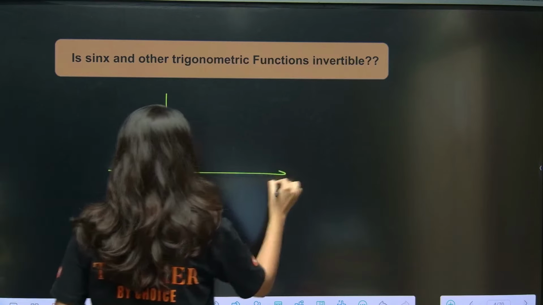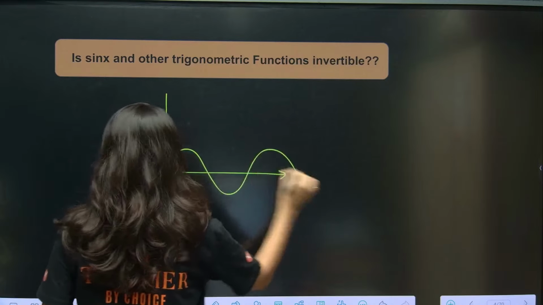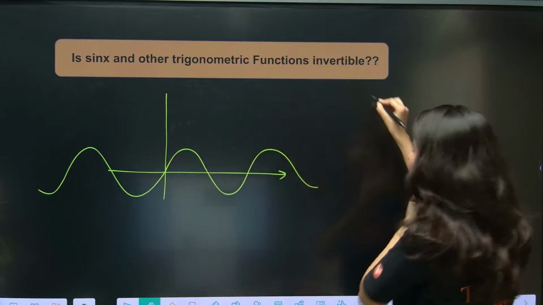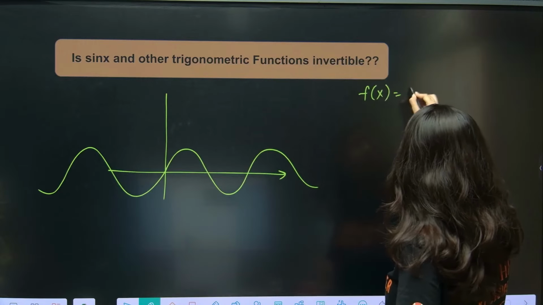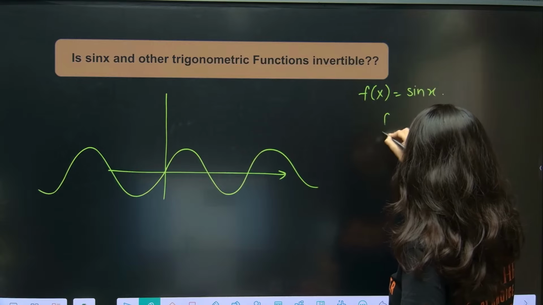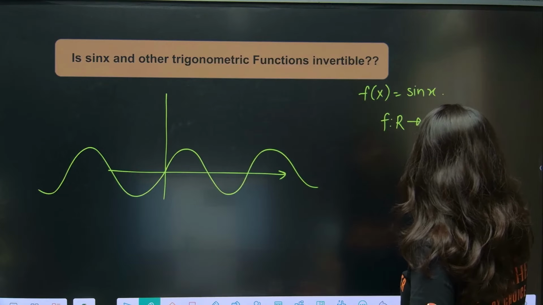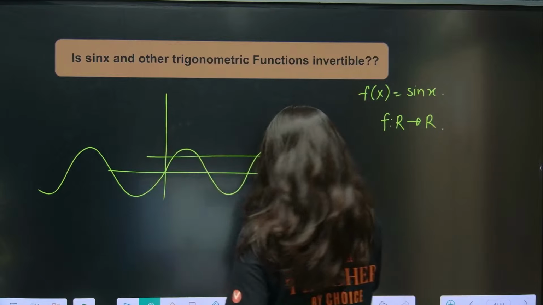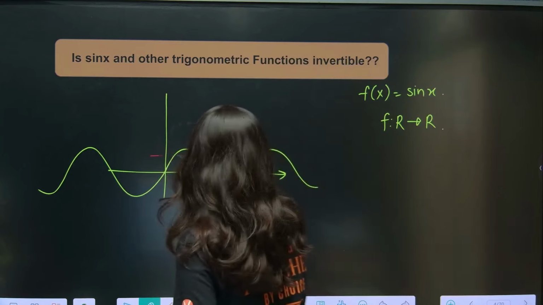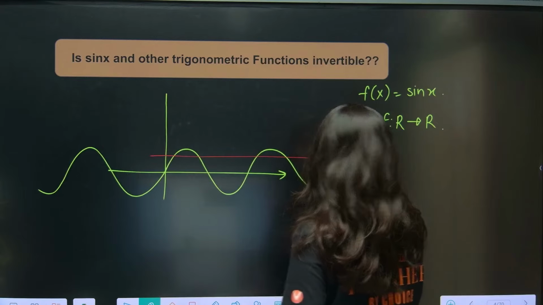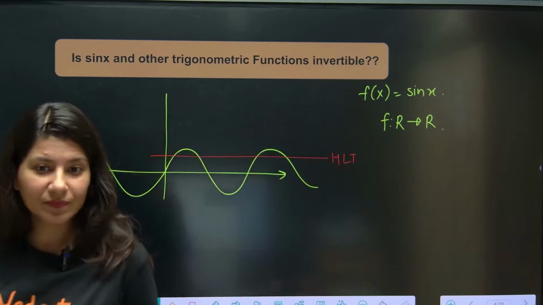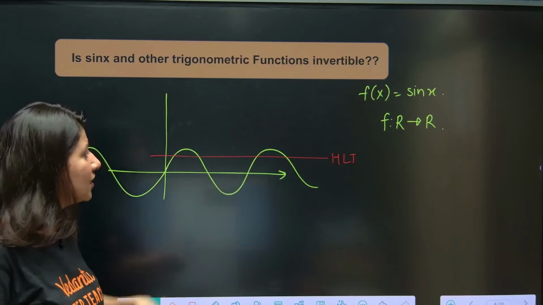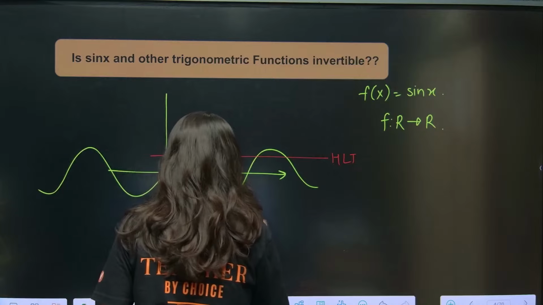So sin x graph. Can you see the sin x graph? So clearly, if I go by f of x is equal to sin x, if f is from R to R, the very first thing, if I draw the horizontal line test, I will realize that, oops, HLT says that this is not at all a 1-1 function. This is a many-one function. So first thing is this is a many-one function.